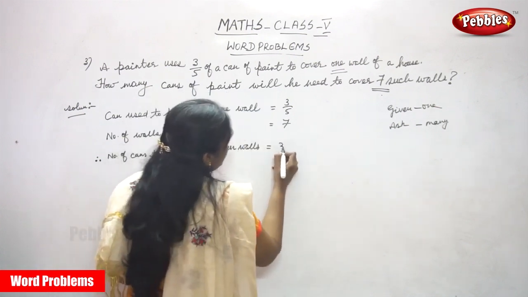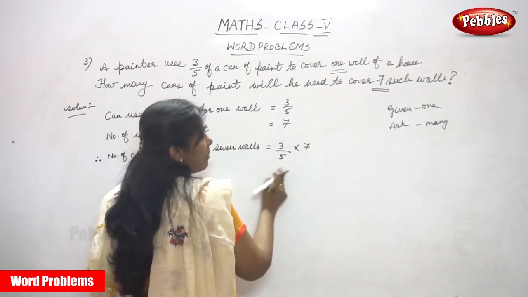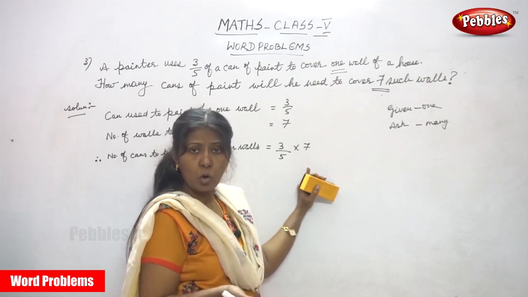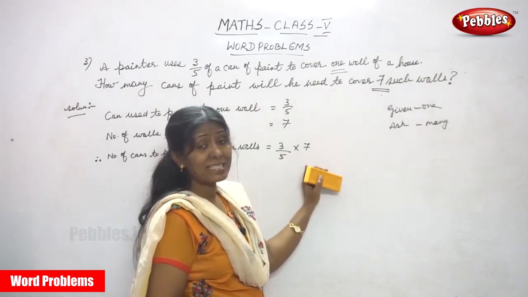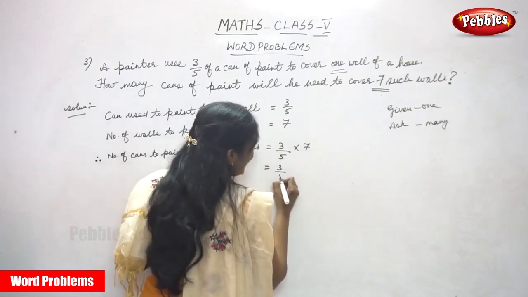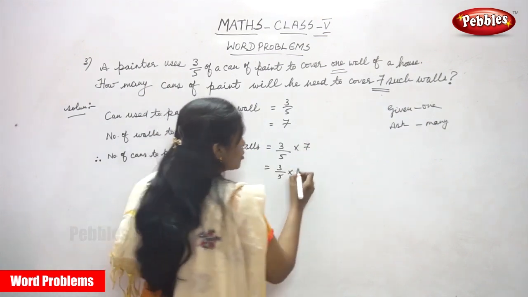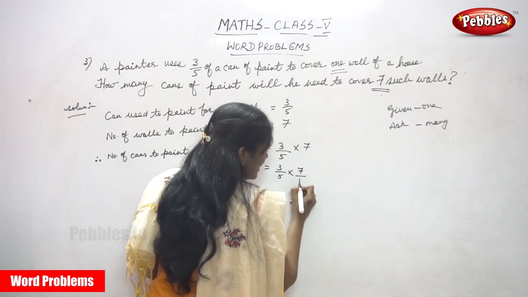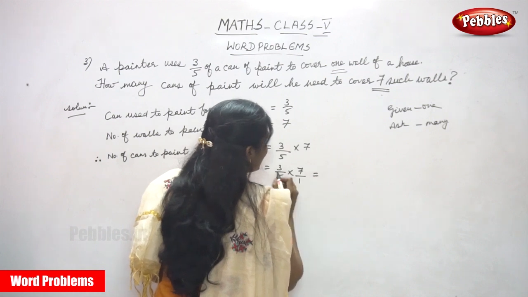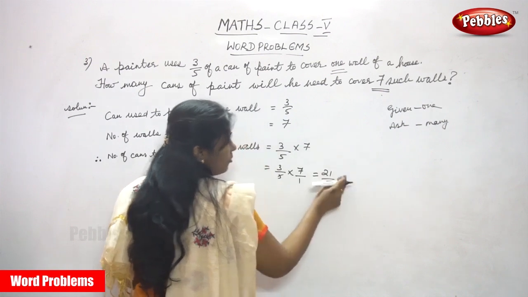So 3 by 5 into 7. Look at this. 3 by 5 is a fraction and 7 is a whole number. First you have to make it as a fraction. So 3 by 5 you write as it is, and you make the whole number 7 a fraction. You don't have a denominator, so consider 1 as the denominator. After that you simply multiply 3 into 7, 21, divided by 5. So this is the fraction.